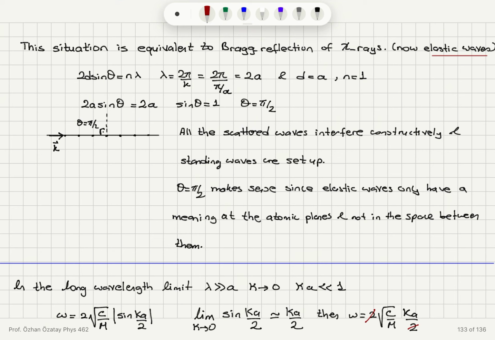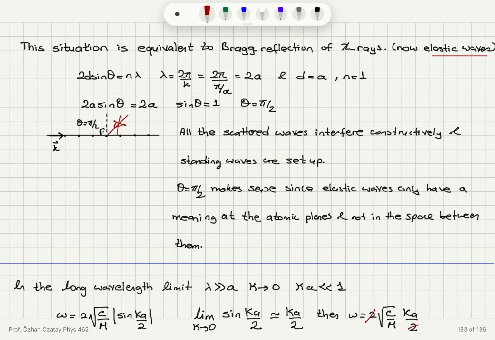Theta equal to pi over 2 also makes sense because elastic waves will only have a meaning at the atomic planes and not in the space between them. So you cannot have an elastic wave that is coming at an angle like this. This is not possible. The elastic wave will propagate on this plane of atoms in this manner.